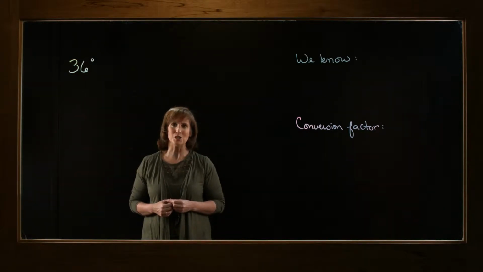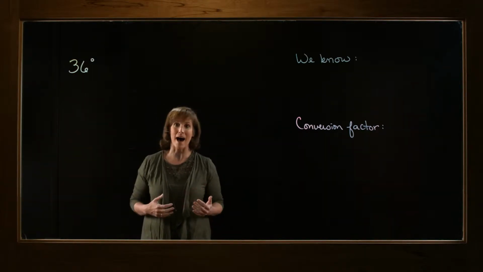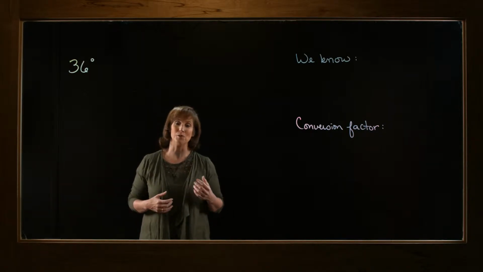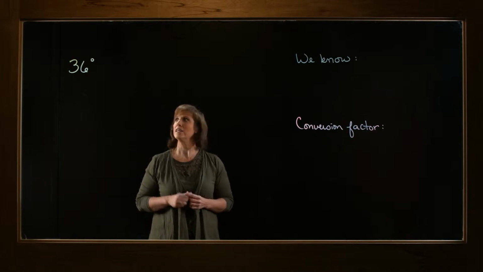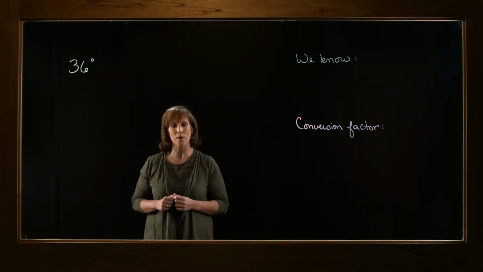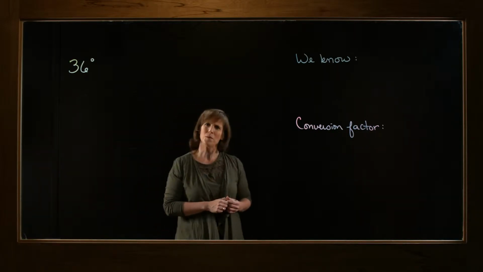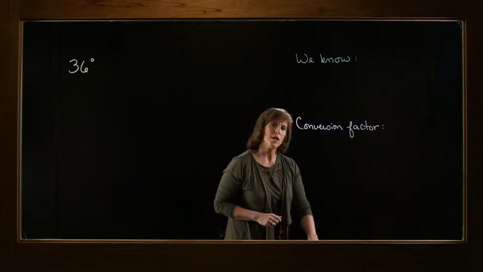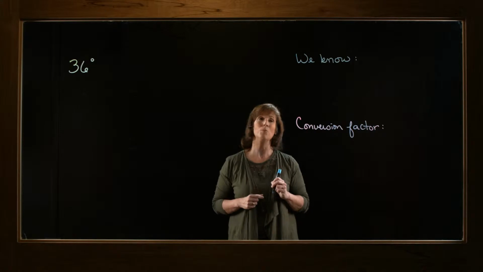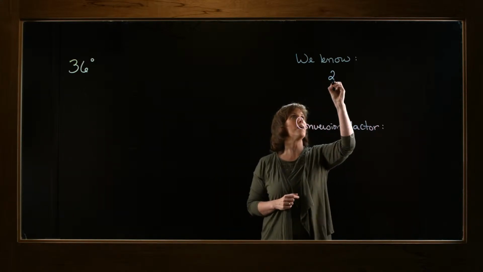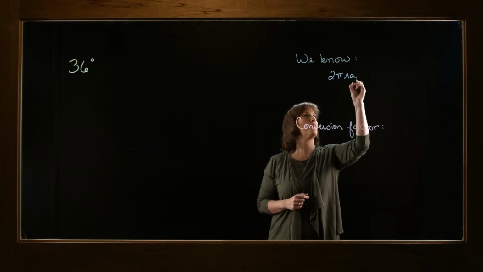You're probably used to doing this when you're converting from feet to miles or from ounces to pounds. So we need to come up with a conversion factor to help us go from degrees to radians. Well, what do we know about degrees and radians? We know that one revolution around in radians is 2 pi. So we have 2 pi radians to get one revolution.